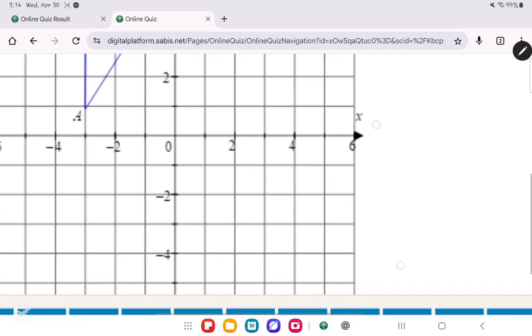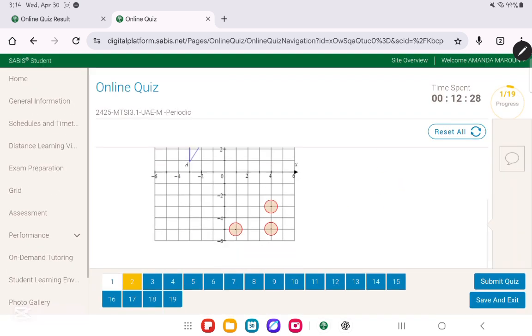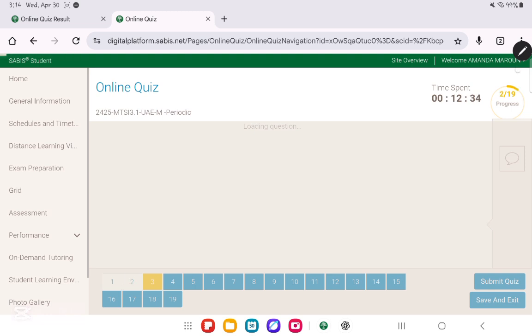So very simply, this is what your points are supposed to look like. The first point you have is (1, -5). The second point is (4, -5). And then finally, the third point is (4, -3). So very simply, this is how it is supposed to look. Okay, we move on to question number 3.